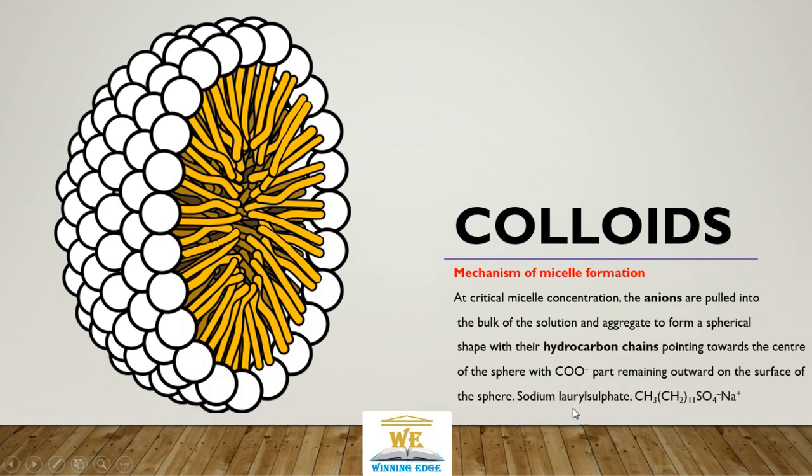Let me see here. Sodium lauryl sulfate. This is nothing but a 13 carbon long chain with a sulfate group and a sodium ion. Here we see hydrocarbon chains are pointing towards each other and the anionic part pointing toward the bulk of the solution.